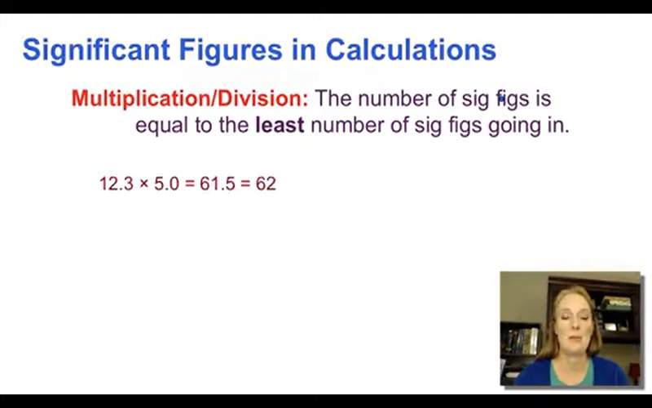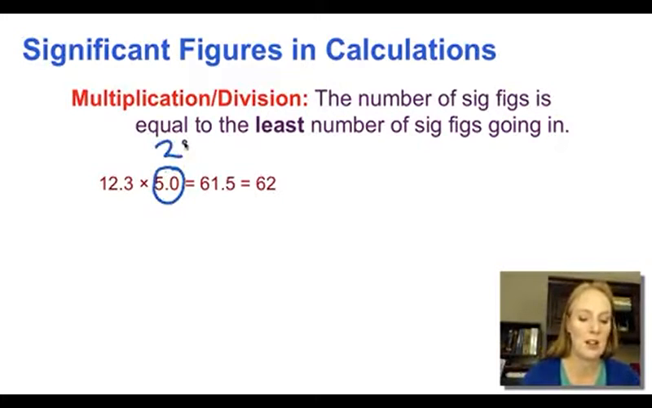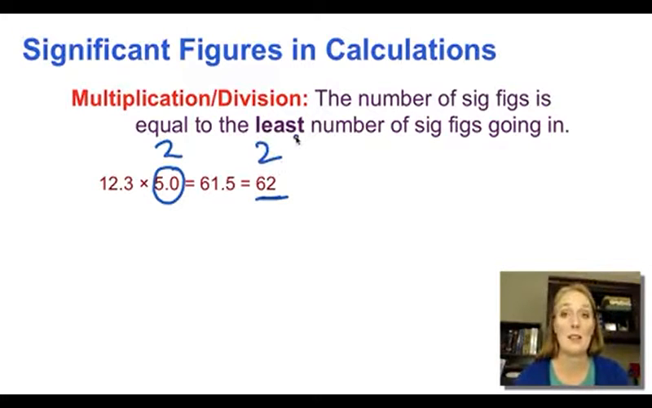Here's an example. 12.3 times 5.0. Well, that would equal 61.5 if I plugged it into the calculator, but the number with the least number of significant figures going in is 5.0, which has two significant figures. So my answer also must have two significant figures. So I'm going to round my answer to 62.